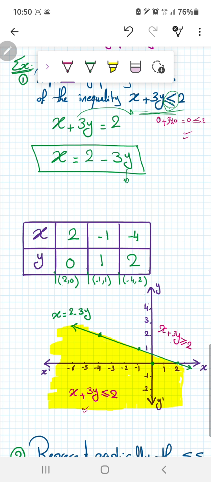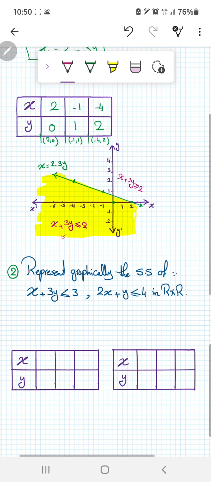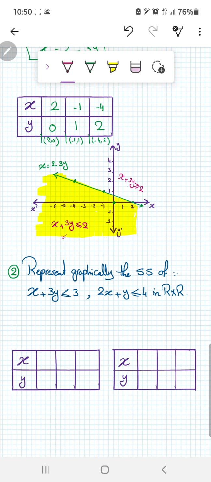Okay, another example. Here we have two inequalities in two variables. So first take the first inequality and write its table, and take the second inequality and write its table. So the first inequality here is x plus 3y less than or equal to 3. It means here we have x plus 3y equals 3. Write x or y inside alone. It will be easy to get x inside alone. x equals 3 minus 3y.